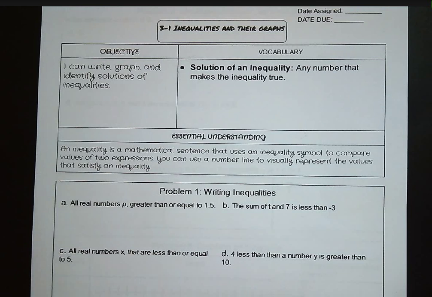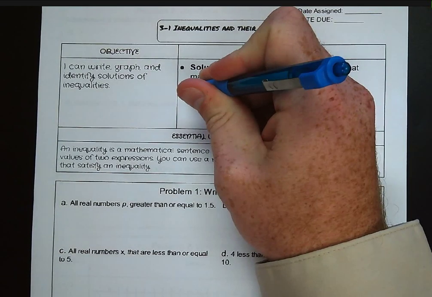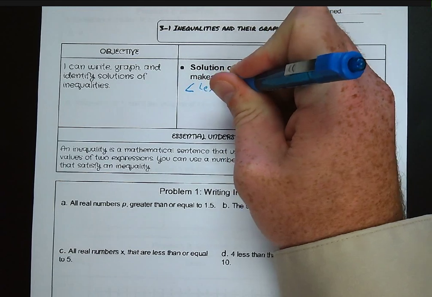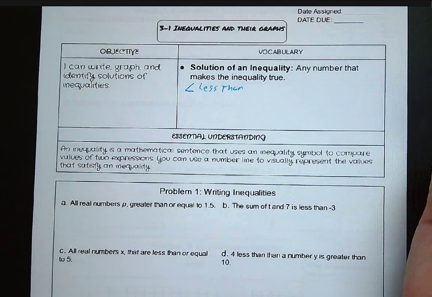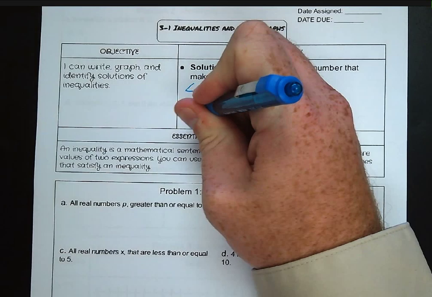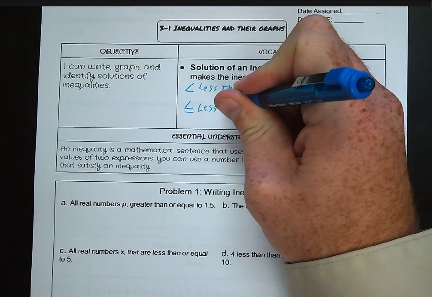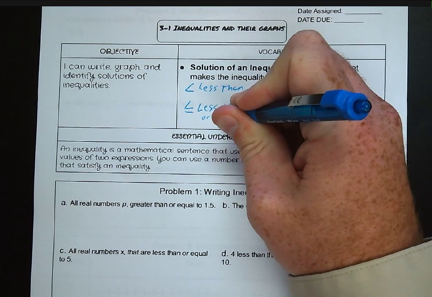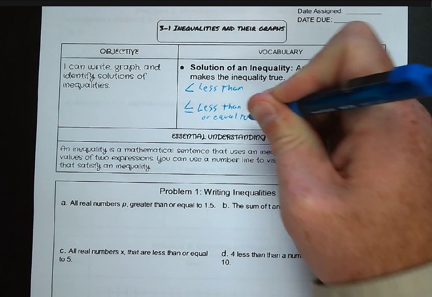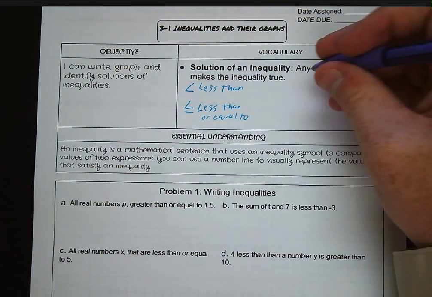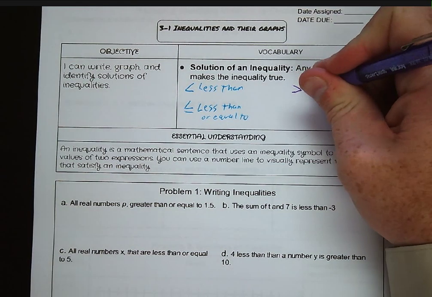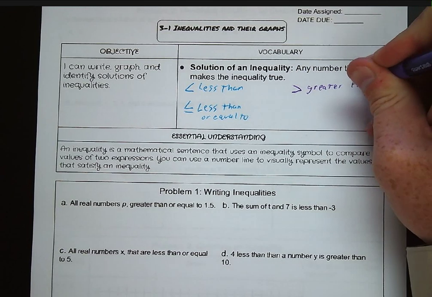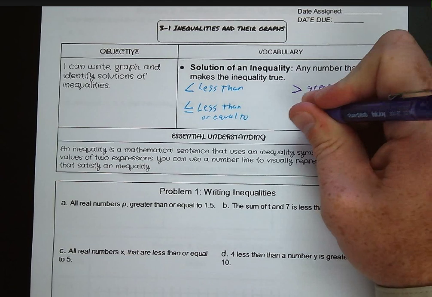And let's just draw in what our inequality symbols are again. So this one is less than, or equal to. Okay. And then we have greater than, and greater than or equal to.